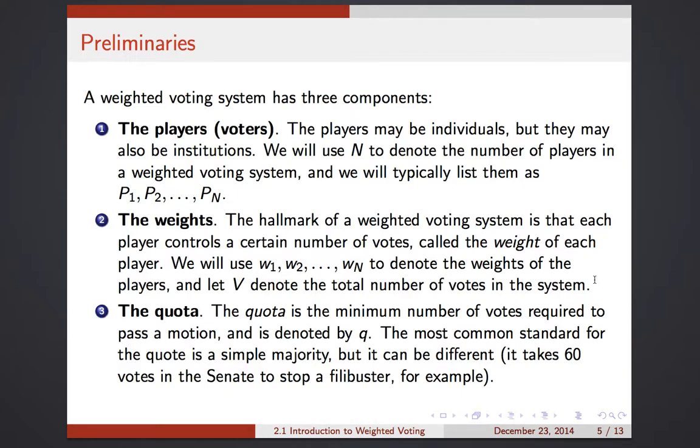up to Wn. And the last component of a weighted voting system is the quota. The quota is the minimum number of votes required to pass a motion, and we're going to use a lowercase q to denote that. And the most common standard for the quota, not quote, is a simple majority. But it can be different, right? So in the Senate, you need 60 votes to stop a filibuster. So 60 votes is more than a simple majority. And sometimes you need unanimity, in which case the quota is all the votes. So you actually need everybody to vote the same way to pass something.